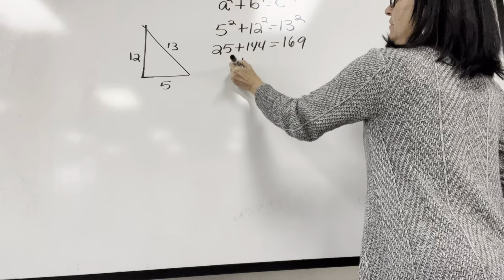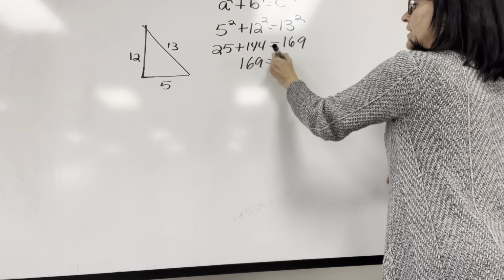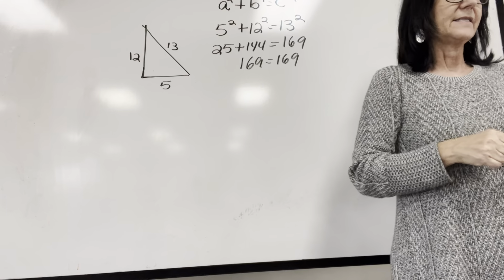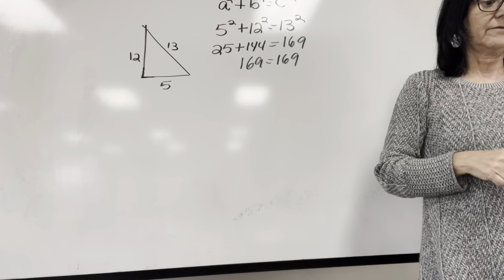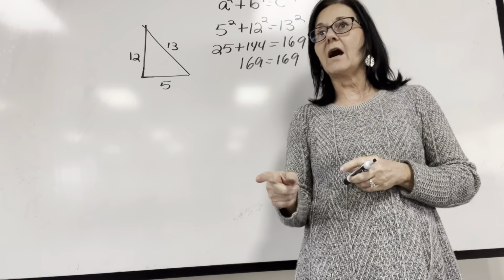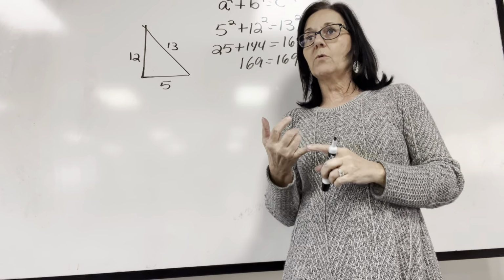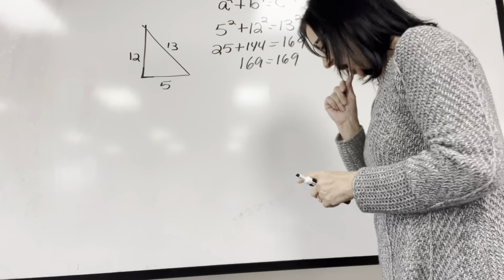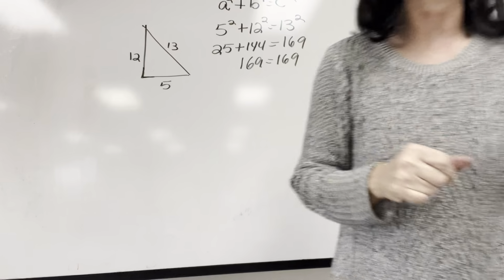Is that true? Yes. So what can you say about that triangle? It's a right triangle. Why does that prove that? Because 100% of the time, when a squared plus b squared equals c squared, it's a right triangle.